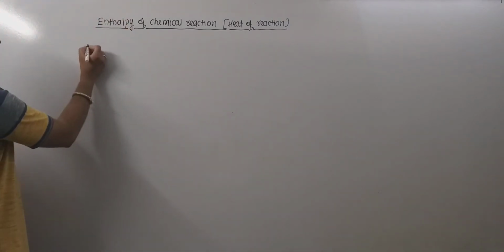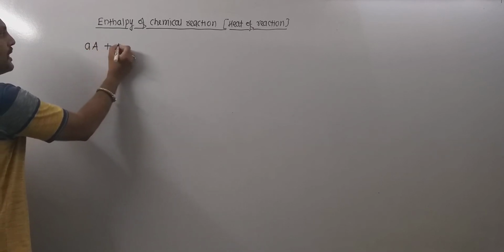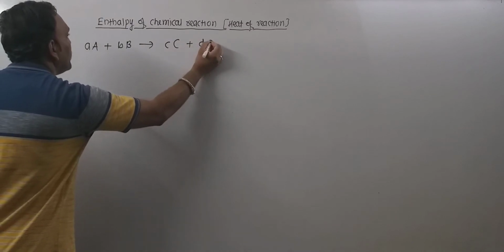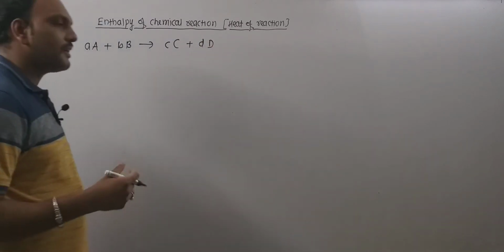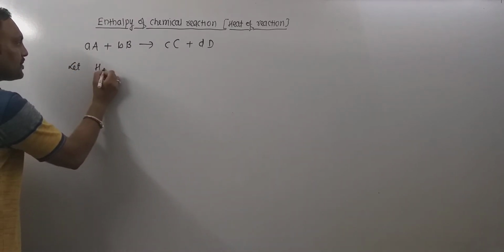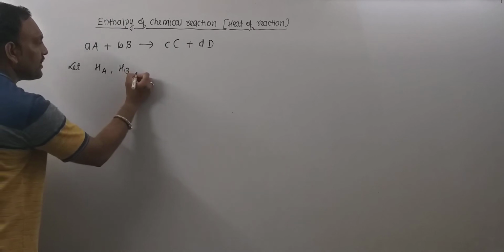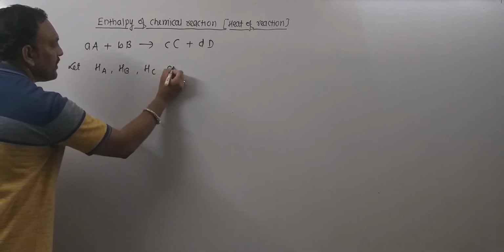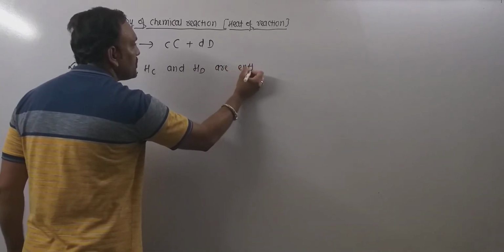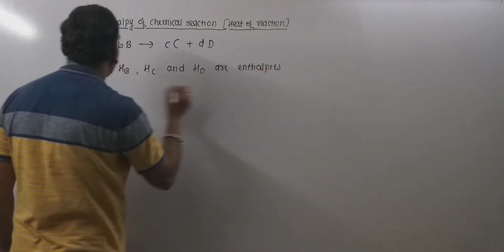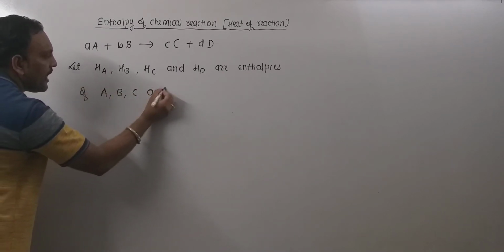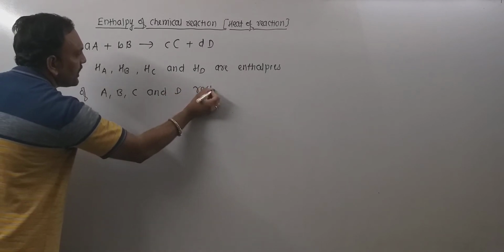Now consider a hypothetical reaction aA plus bB gives cC plus dD. This is supposed to be a chemical reaction. Now again consider, let HA, HB, HC and HD be the enthalpies of A, B, C and D respectively.